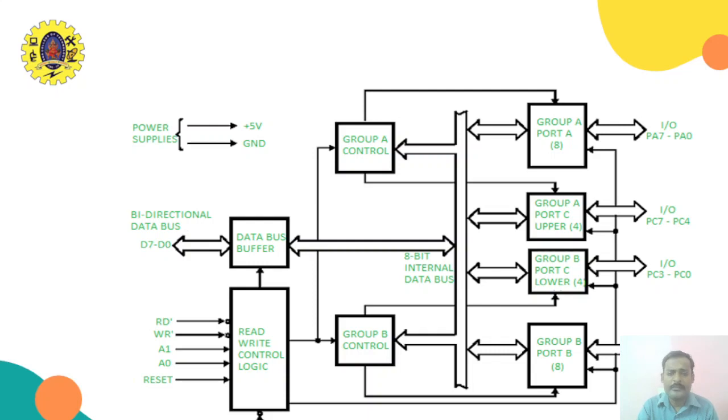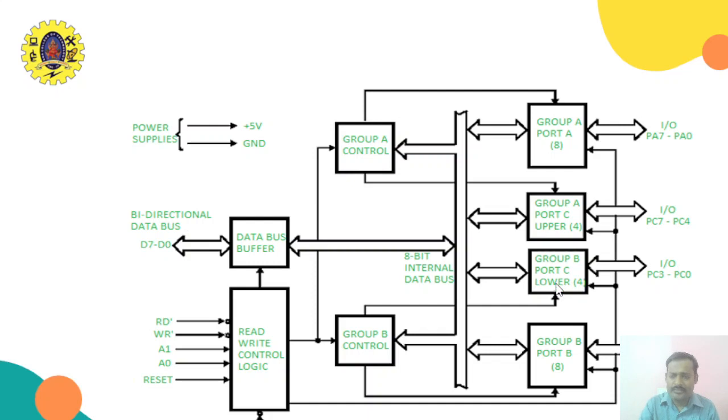The higher 4 bits will be called port C upper, and the lower 4 bits will be called port C lower. Look at this. This is the port C upper 4 bits, so this will be combined with this group A signal. Similarly, look at this group B. Group B comes with port B and also with this port C lower.